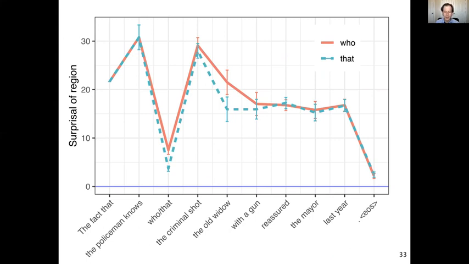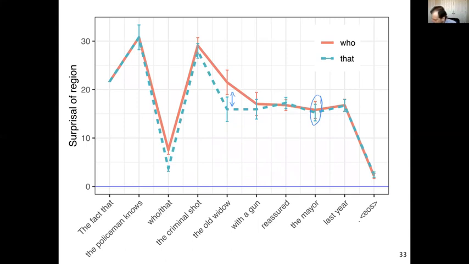The criminal shot the old widow with a gun, reassured the mayor last year. So what we're going to do, this is the no gap condition. There are no gaps anywhere, and we can see where the model is surprised. And this is going to be just the individual sentences, the who versus that conditions. And so what you see is that there's a surprise effect here. The model is more surprised, when there is a filler, not to get an object of shot than when there is no filler. So changing that to who makes the model more surprised at the old widow. Where it does not make the model more surprised is the mayor, the object of the main clause.